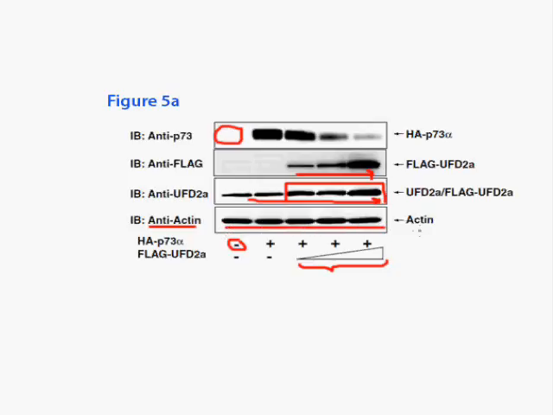don't really change throughout. So the important part of this figure can be seen here, where increasing amounts of UFD2A decrease the level of P73A. And this led the researchers to believe that UFD2A downregulates P73 alpha.